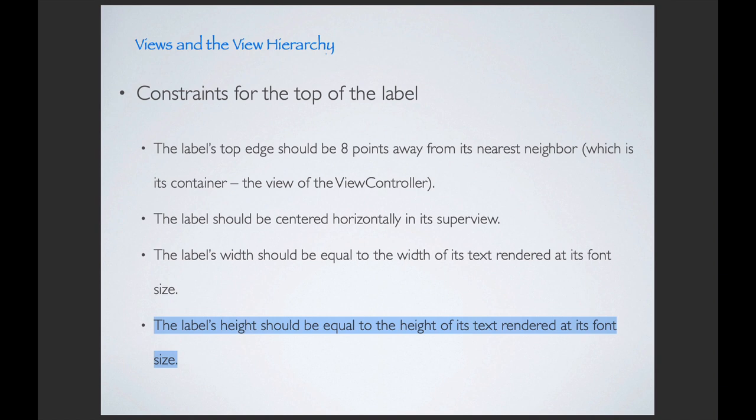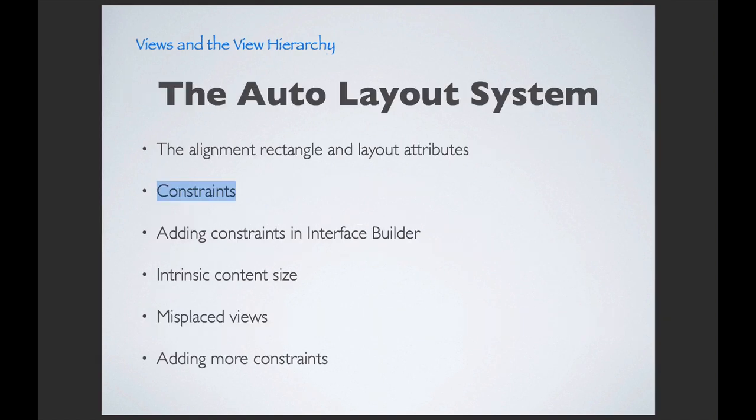Now that you have a plan for the top label, you can add these constraints. Constraints can be added using Interface Builder or in code. Apple recommends that you add constraints using Interface Builder whenever possible, and that is what you will do here. Adding constraints in Interface Builder. Let's get started constraining that top label.